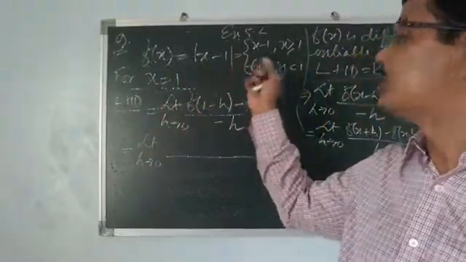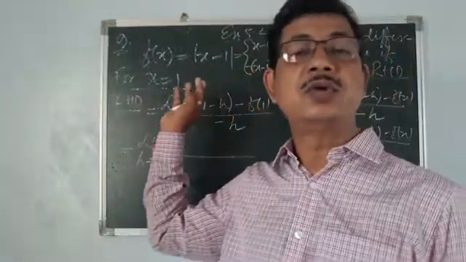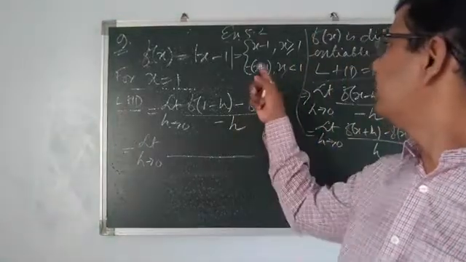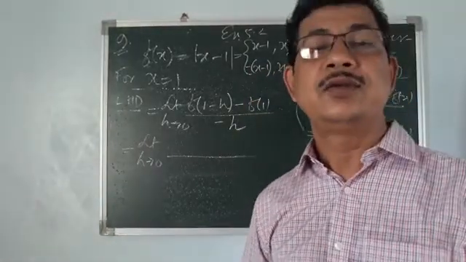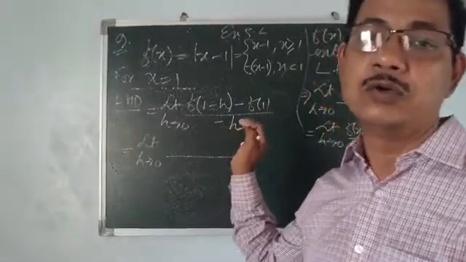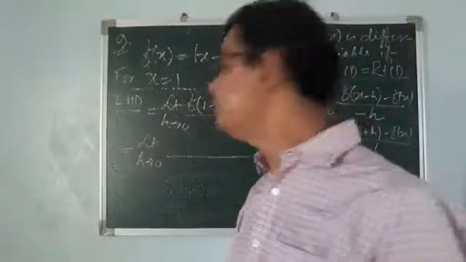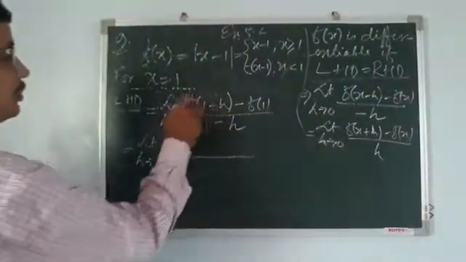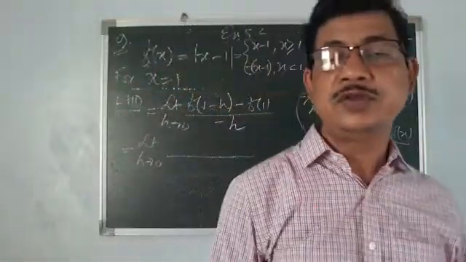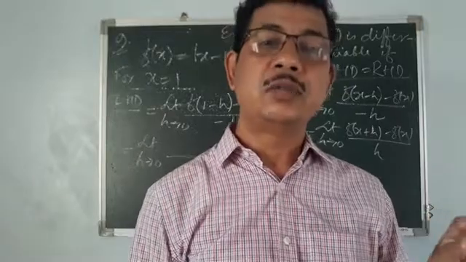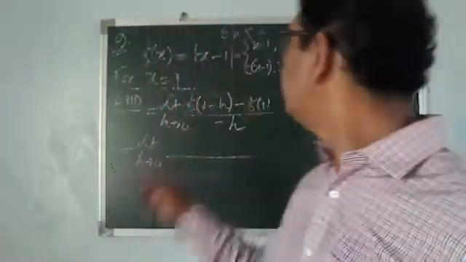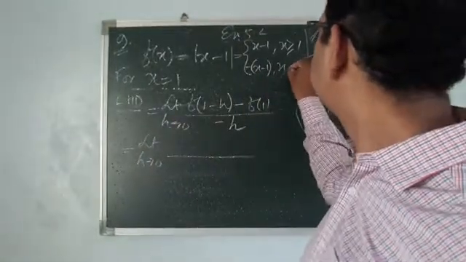If modulus x minus 1 is there, then we can write x minus 1 if x is greater than or equal to 1, and minus (x minus 1) if x is less than 1. That is the rule of modulus. We have broken this one according to that. So here you see that 1 minus h is a little less than 1. h is a very small term, so 1 minus h is less than 1.